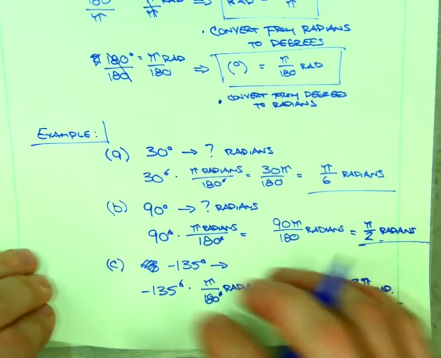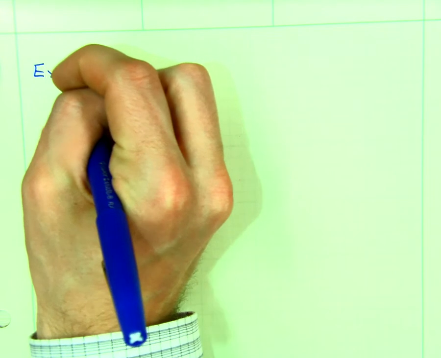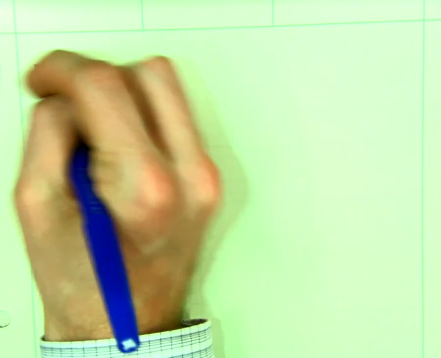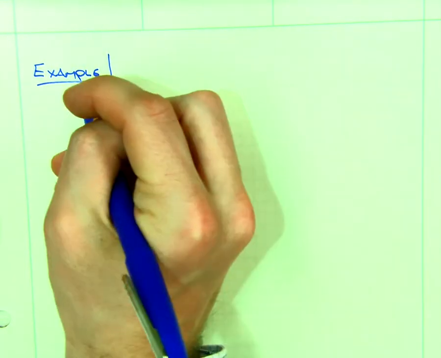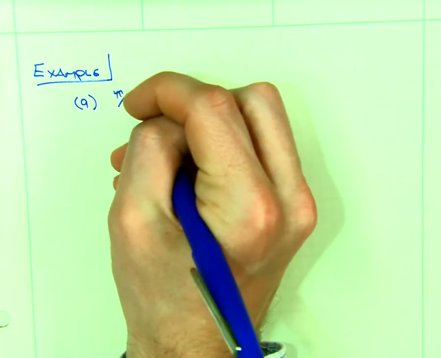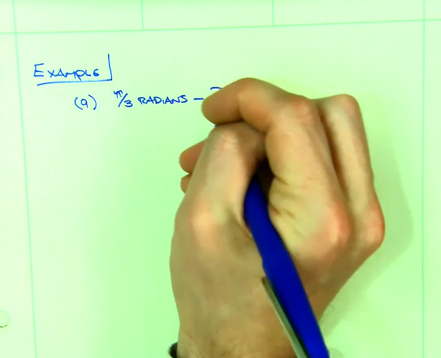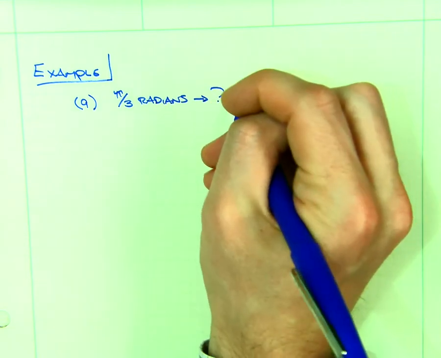Now, we've gone one direction. We've gone from degrees to radians. Now let's go ahead and go back the other direction. Let's go from radians to degrees. So the other example I want us to go through is the reverse direction. So say I'm going from pi over 3 radians, and I'm trying to find out what degrees I've got.